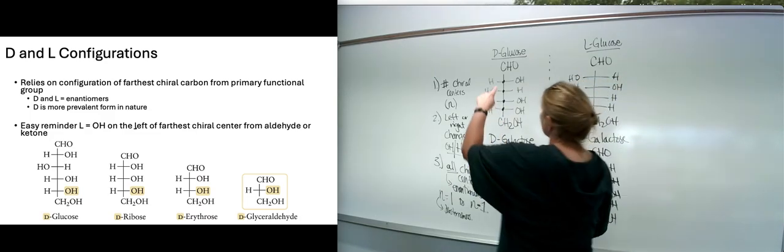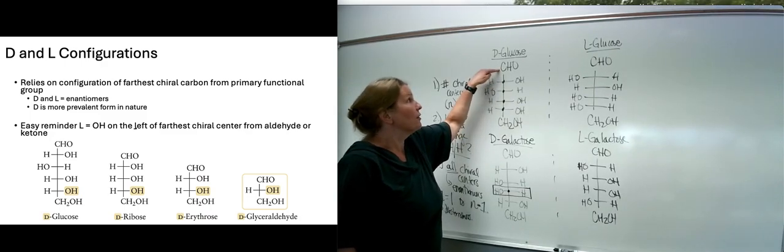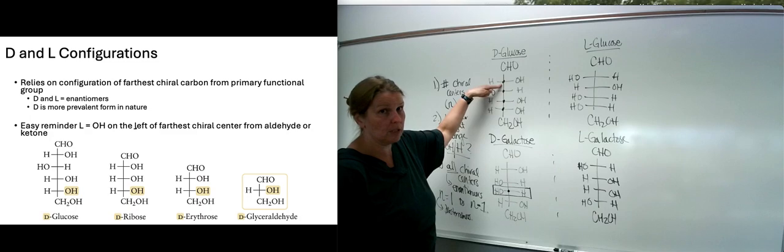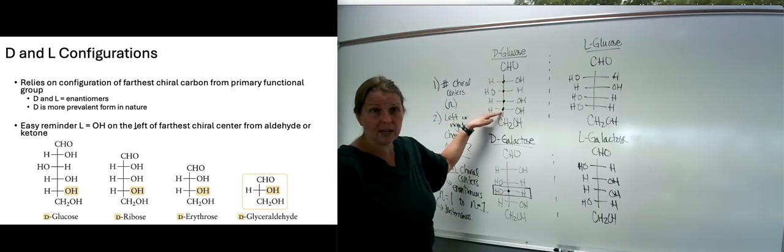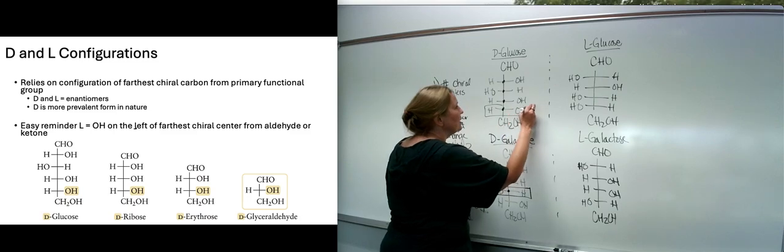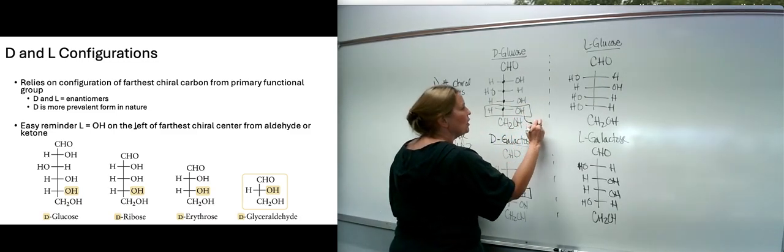So for example, in glucose, here's our aldehyde group. I want to find the farthest away chiral center from this. So this chiral center is the closest. This one right here is the one that's farthest away. So you're looking for that particular group. And what you want to remember is the position of the OH group.